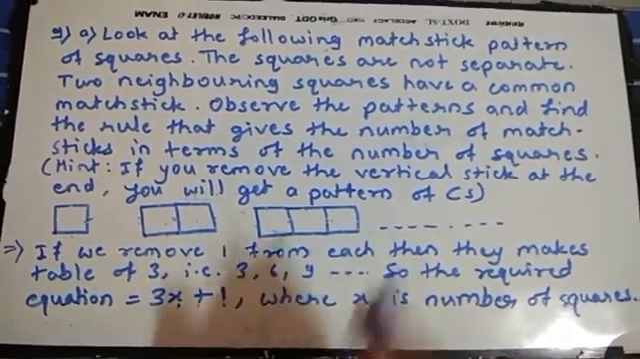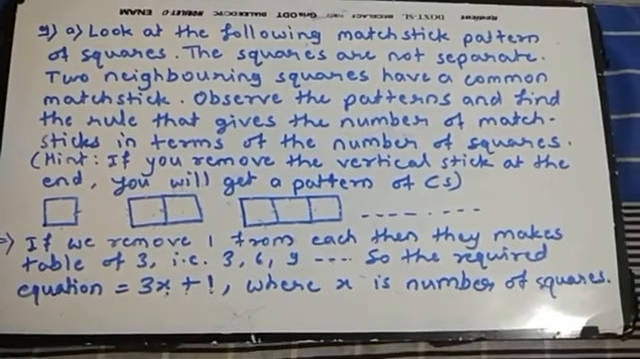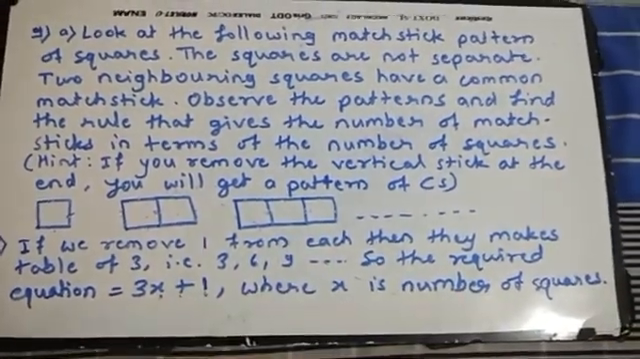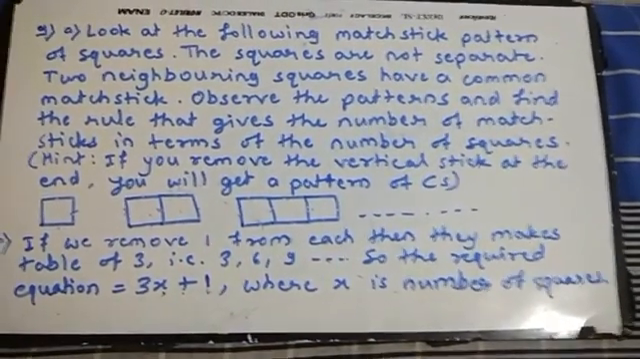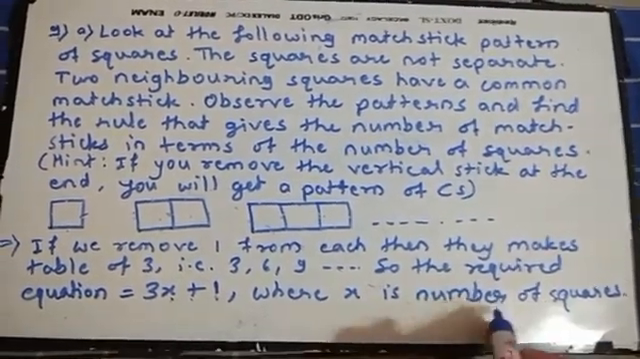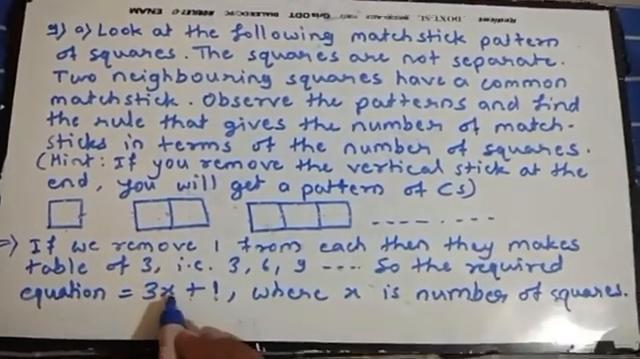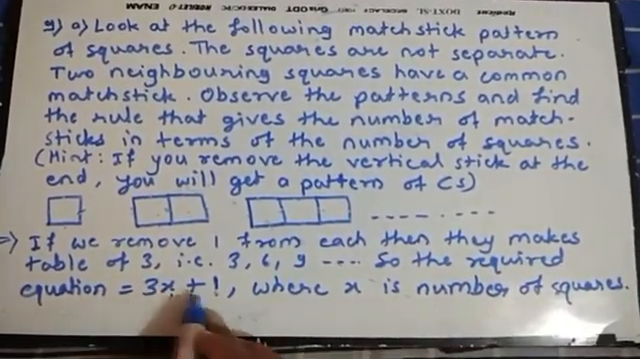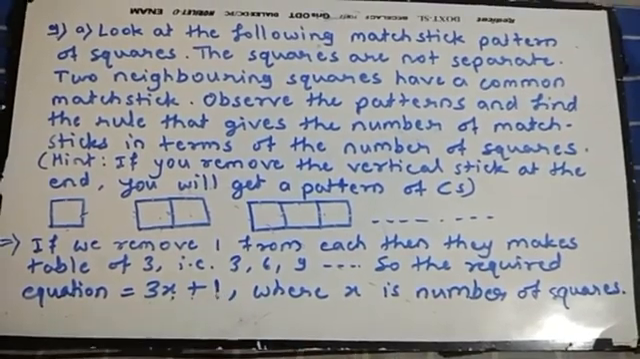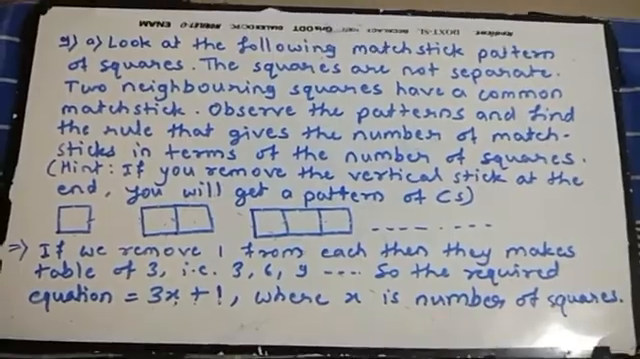In the same way, we can get the number of matchsticks required for the given number of squares which are connected to each other with the help of some common matchsticks. I hope you understood this concept. Here x is the number of squares, that you remember. Suppose like this 100 squares are connected to each other, then instead of x, 100 will come. 100 3s are 300, plus 1, 301 matchsticks will be required for that particular pattern. I hope you understood this concept.